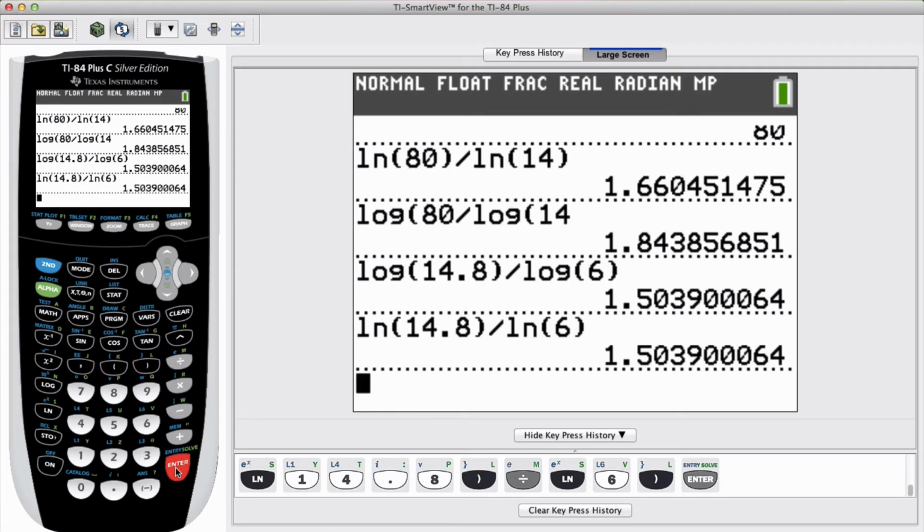So we're not even going to do any more examples of this because I think you guys should probably have the hang of it.